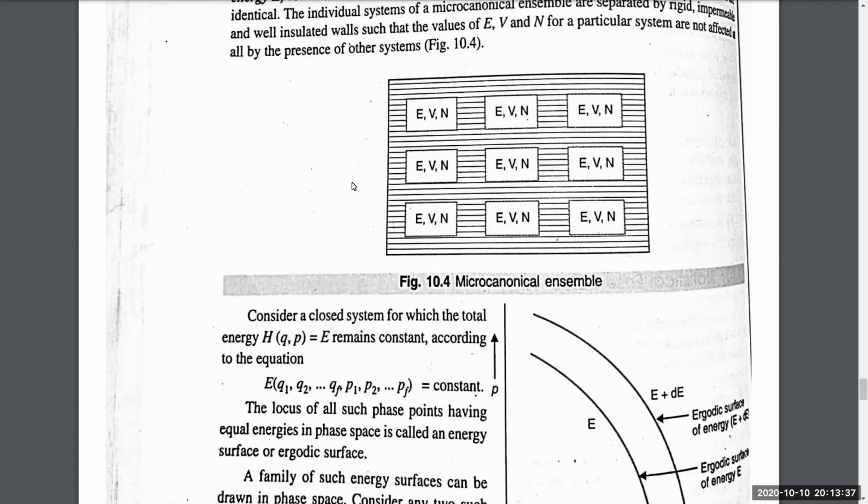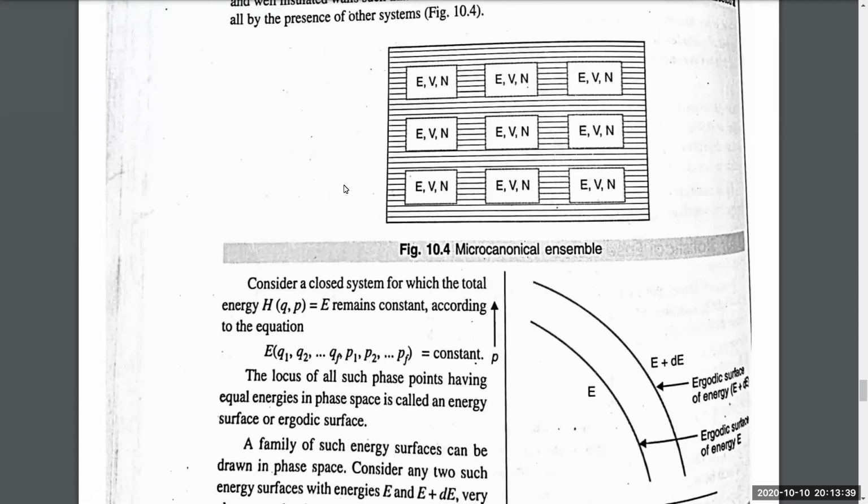Now, let's see what's happening. They have given a little example based on energy. Considering a closed system for which the total energy is H of q and p. Q is basically a Lagrangian coordinate, which is not defined as of now. So this is some Lagrangian coordinate, but p is surely nothing but momentum.